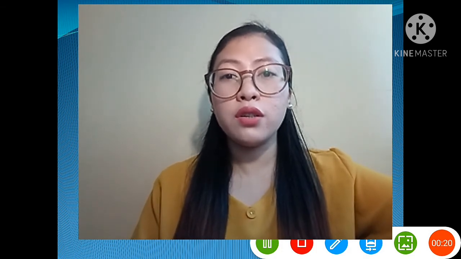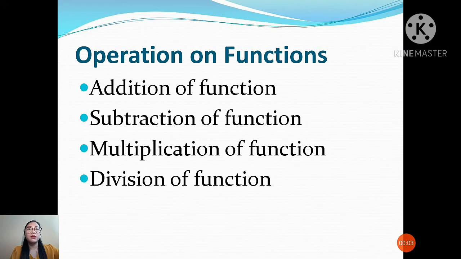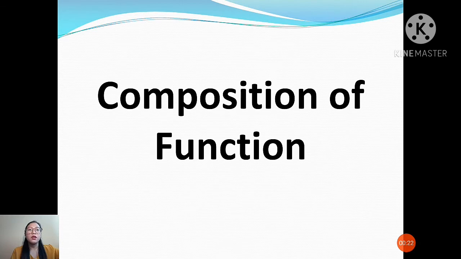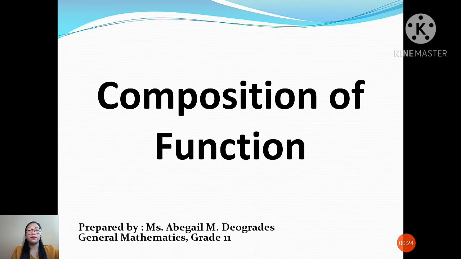Now, before we proceed to our lesson, let us enumerate first our previous topic, which is under operation on functions. Under operation on functions, it is addition of functions, subtraction of functions, multiplication of functions, and division of functions. For our lesson for today, it's also under operation on functions. It is composition of functions.